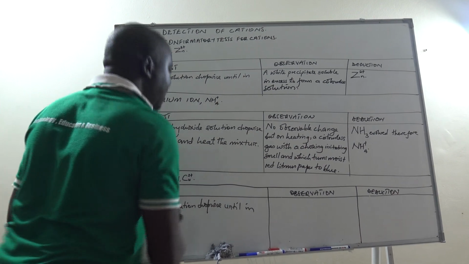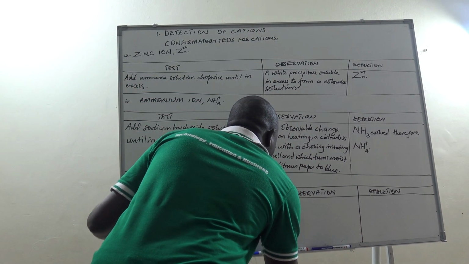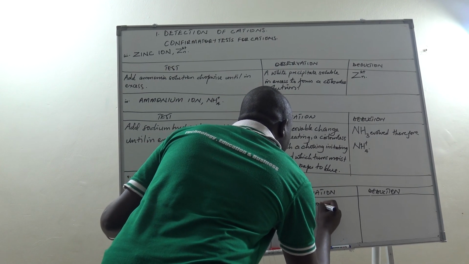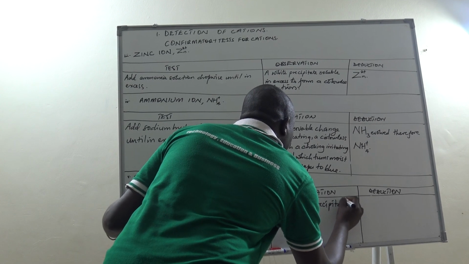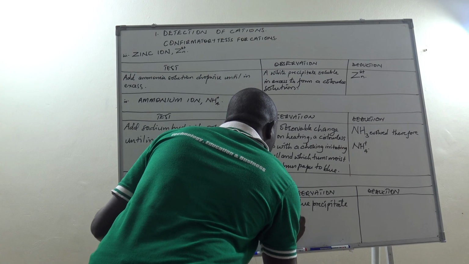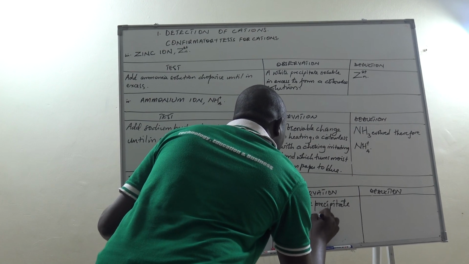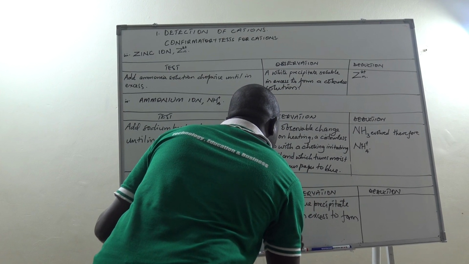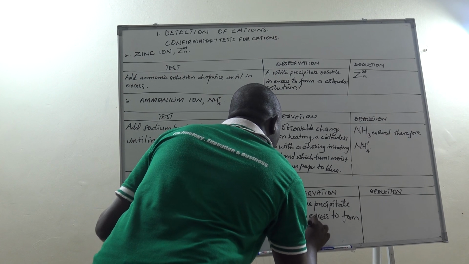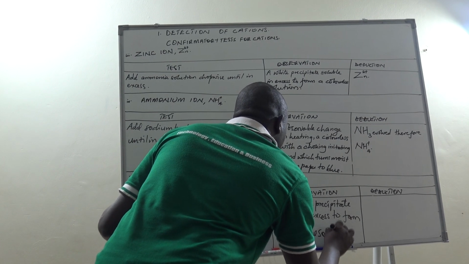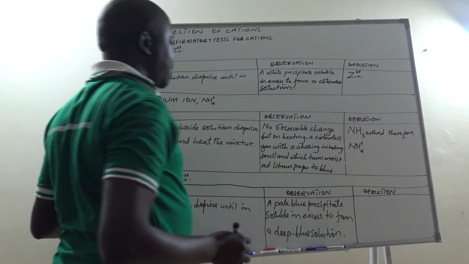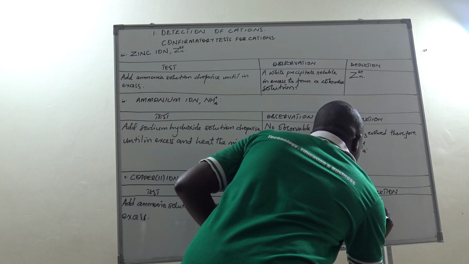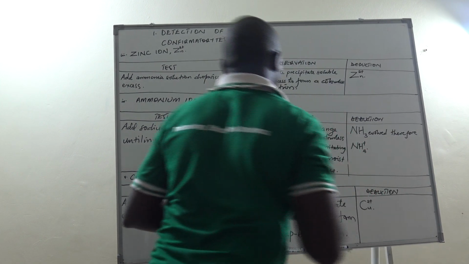So our distinct observation here is a pale blue precipitate soluble in excess to form a deep blue solution, soluble in excess to form a deep blue solution. And this one here is an indicator of the presence of copper II ions.